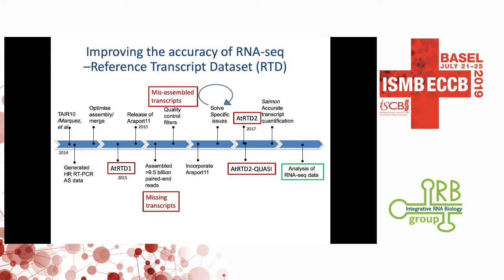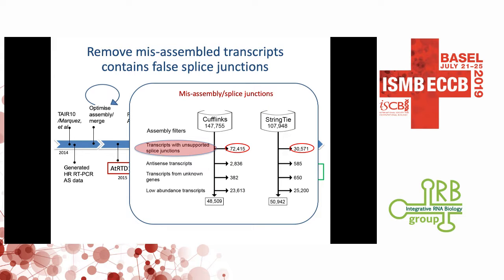We started this work in 2014, and we generated high-resolution RT-PCR data to validate the quantifications from the RNA-seq quantification. I'm not going to go through this, but basically we went through at least 30 rounds of identifying problems, proposing solutions, and testing solutions. We came up with AtRTD2-QUASI, a reference we put together for quantification. I'm just going to show you the impacts of two filters we applied. Of course, there are a lot more details as well.